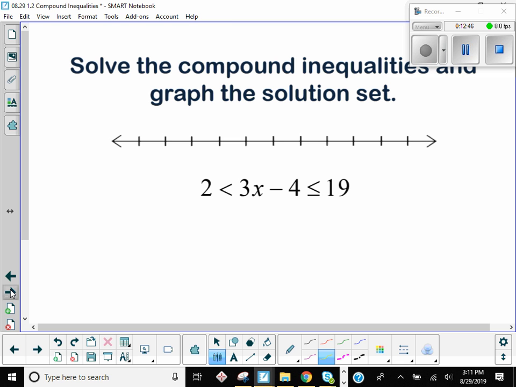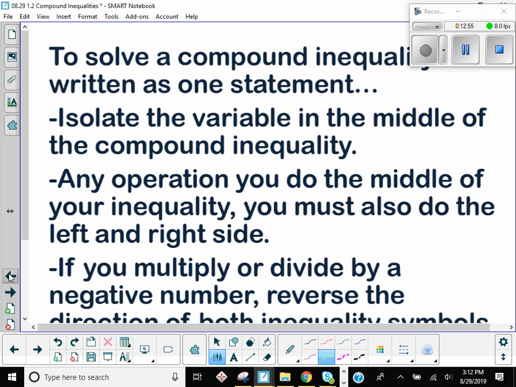You have a left side, and now you have a left and a middle and a right. Whatever you would do to get x by itself, you're going to do to all 3 of those sides. That's all that these words basically are telling you, and reminding you that if you're multiplying or dividing by a negative, you flip the signs. So let's look at that.